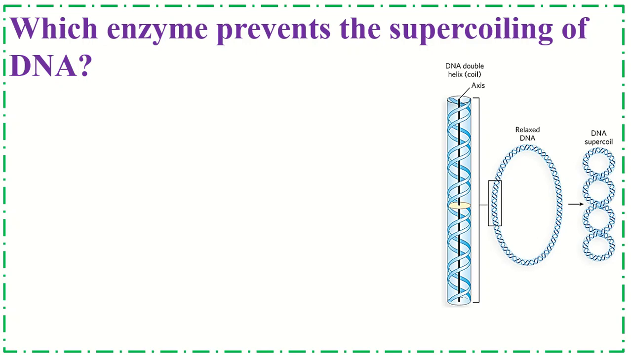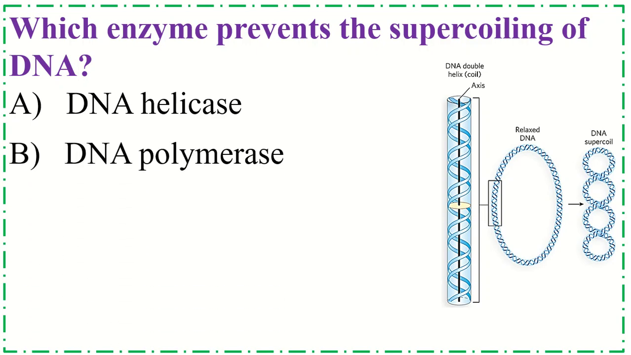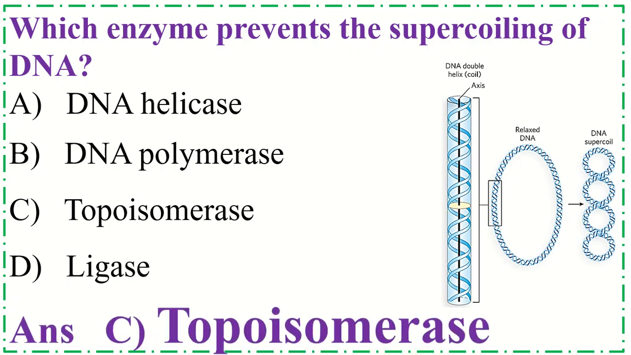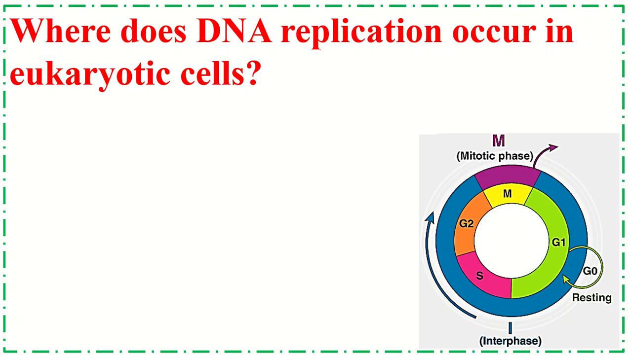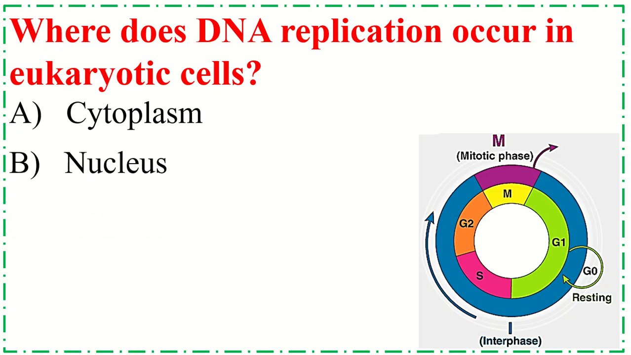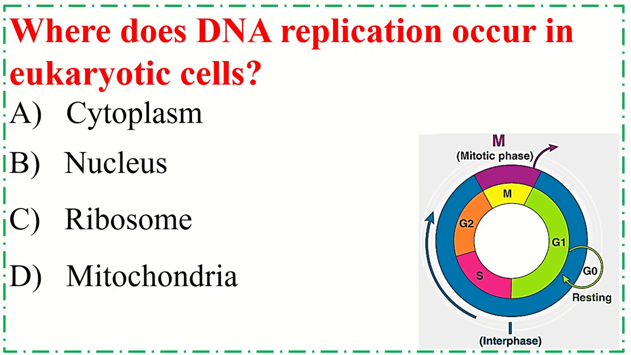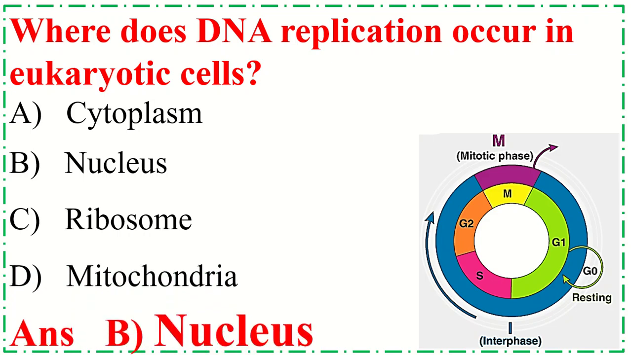Which enzyme prevents the supercoiling of DNA? Option A, DNA helicase, B, DNA polymerase, C, topoisomerase, D, ligase. Correct option is C, topoisomerase. Where does DNA replication occur in the eukaryotic cell? Option A, cytoplasm, B, nucleus, C, ribosome, D, mitochondria. Correct option is B, nucleus.